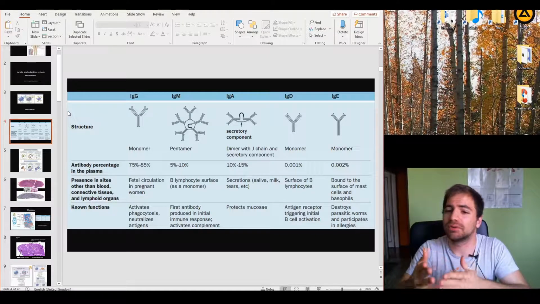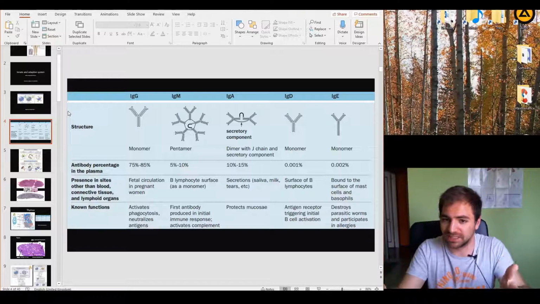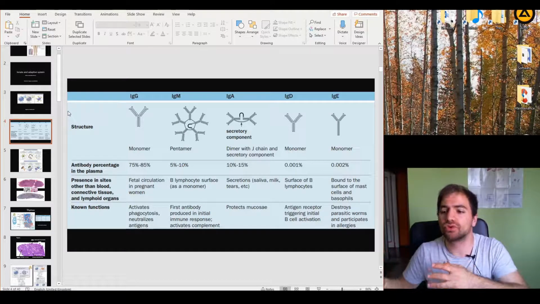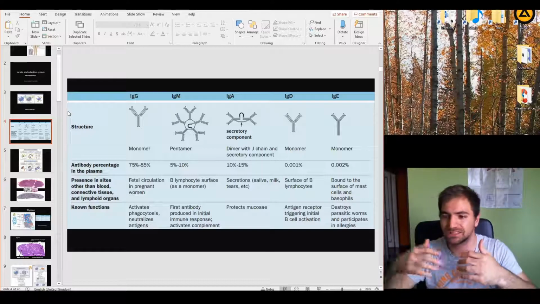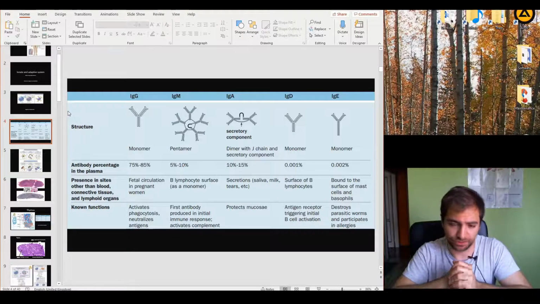If we see a high amount of IgM, this means that this is an acute infection, for example, in hepatitis. If we see a high percentage of IgG, then this means that this is a more chronic, or at least longer lasting, infection by the specific pathogen.